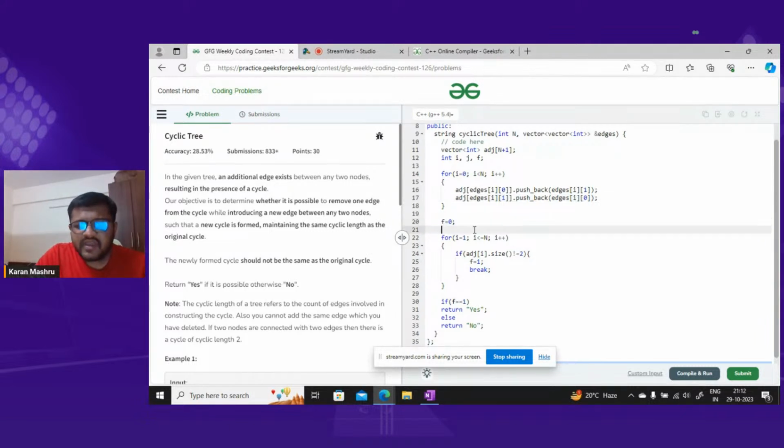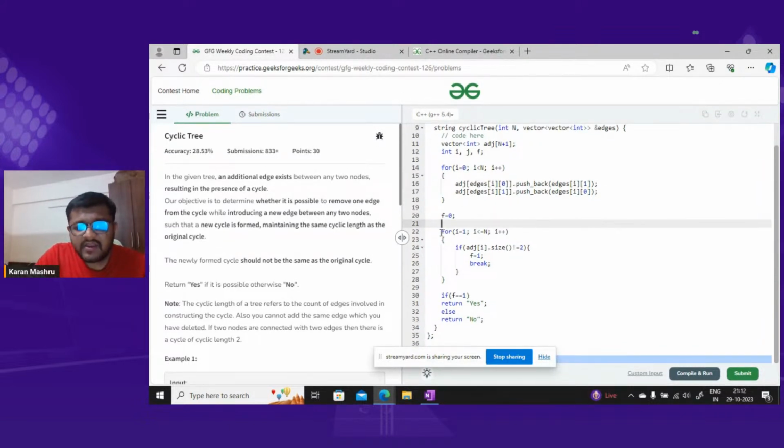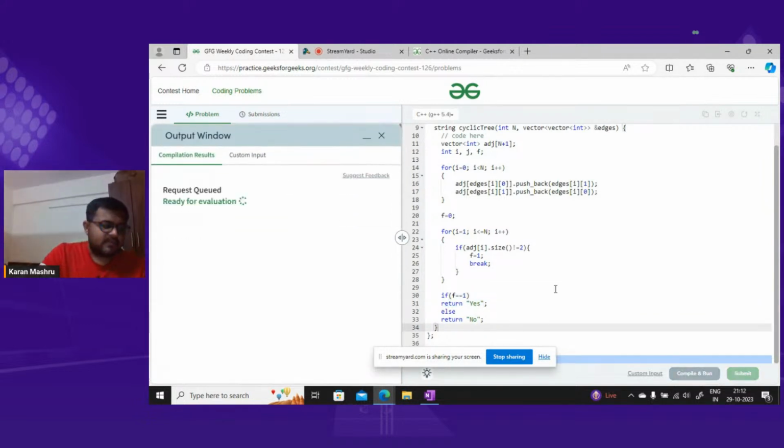Then I have taken one flag variable which I have marked as 0, and for all the elements from 1 to n, if the adjacency list size of any element is not equal to 2, I will immediately make the flag variable equal to 1 and break. So if the flag variable value is 1, there was some element whose adjacency list size was not 2. If it was not 2, all the nodes are not a part of this cycle. If all the nodes are not a part of this cycle, we can form a new cycle of the same length. So I have returned yes. Otherwise, I have returned no. Is this clear? Please let me know.